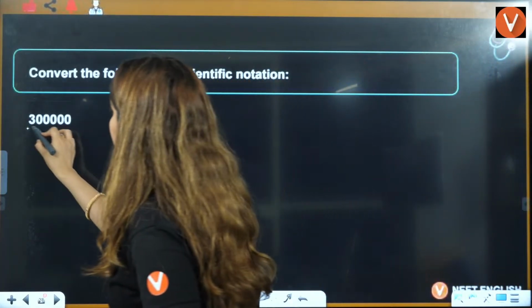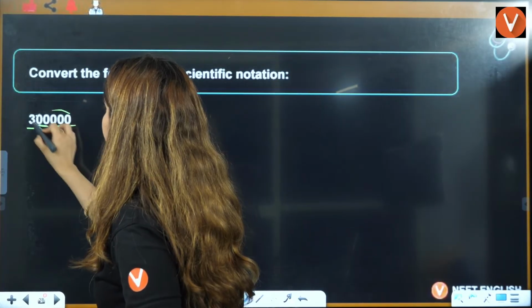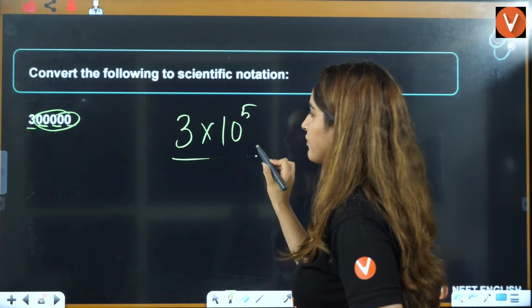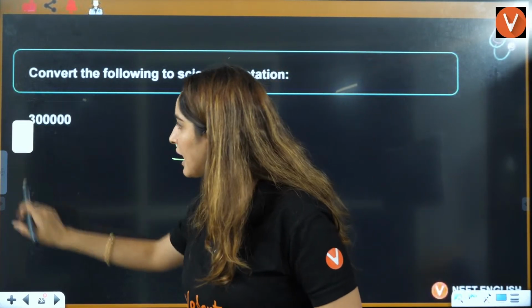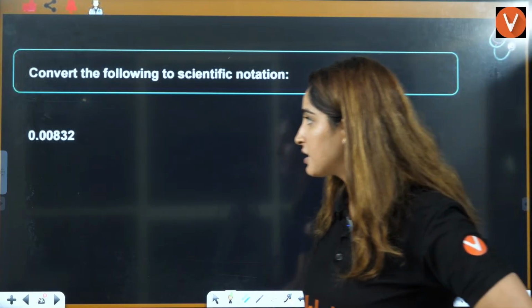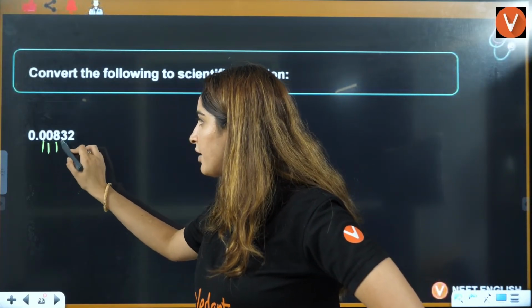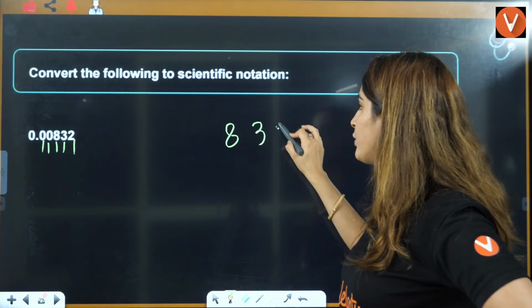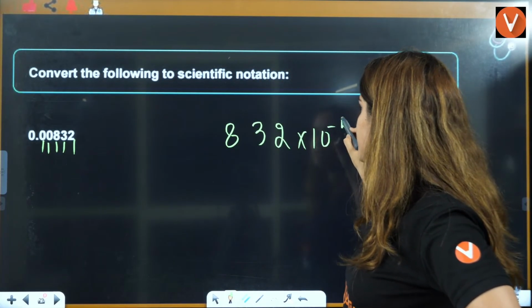So this is 3, 1, 2, 3, 4, 5. You have 5 zeros, so it will be 3 into 10 raised to power 5. This is the scientific notation that it will have. Now, if you have something like this, what will be the scientific notation? This is 1, 2, 3, 4, 5. So you can convert it into 832 into 10 raised to power minus 5.